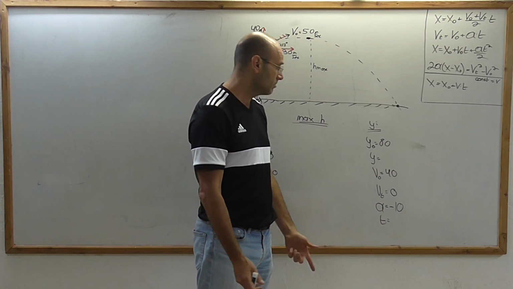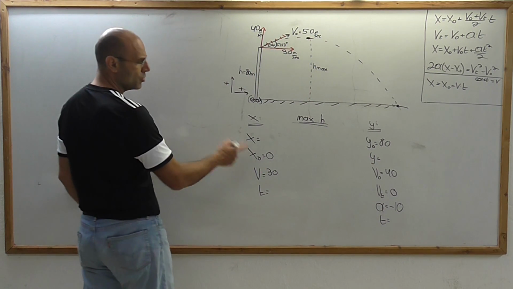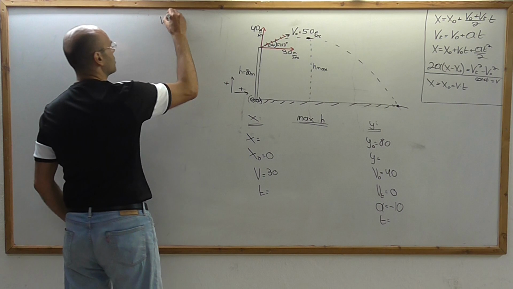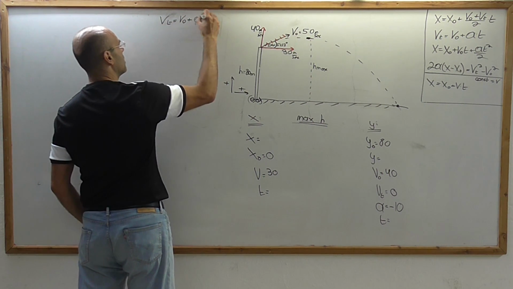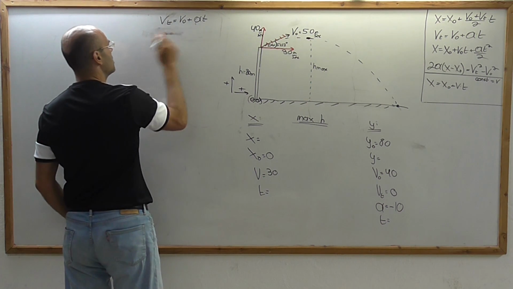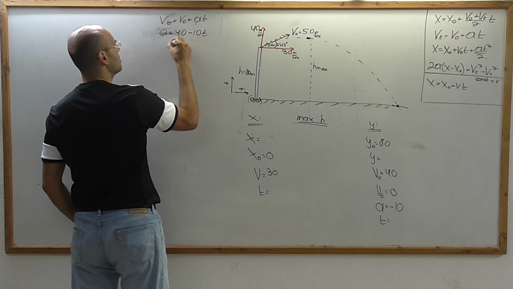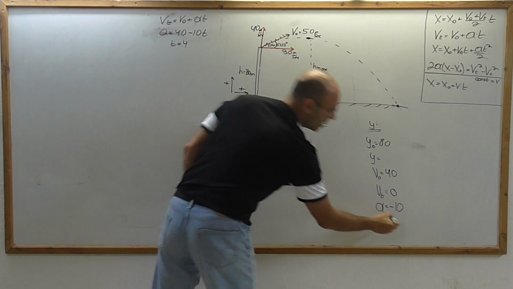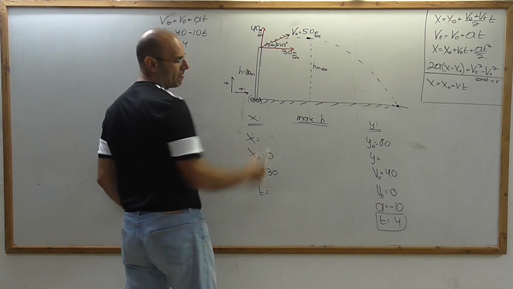Let's find also the time, also the y. So I'll choose the second equation. Vt equals V0 plus at. So V final: 0 equals 40 minus 10t, t equals 4 seconds. It will take 4 seconds to reach the top, from here to there.